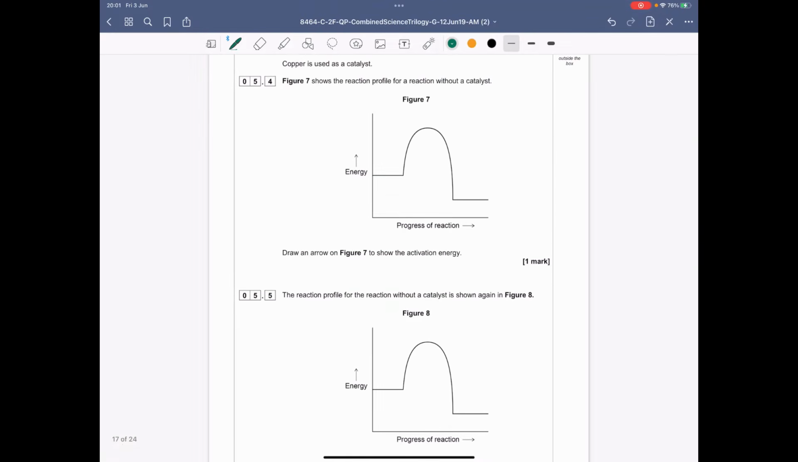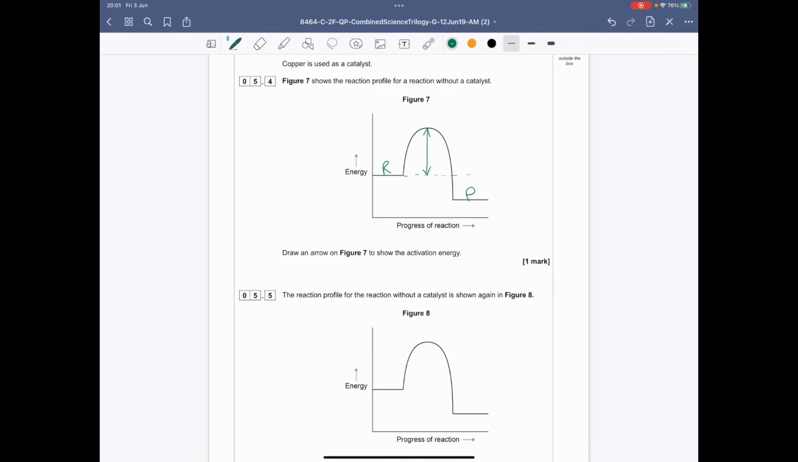Question 5.4. Copper is used as a catalyst. Figure 7 shows the reaction profile for a reaction without a catalyst. Draw an arrow on figure 7 to show the activation energy. So what we need to remember is that on an energy level diagram, the activation energy is the energy needed to start the reaction, and it goes from the base of your reactant line to the bump, which is the energy we put in.